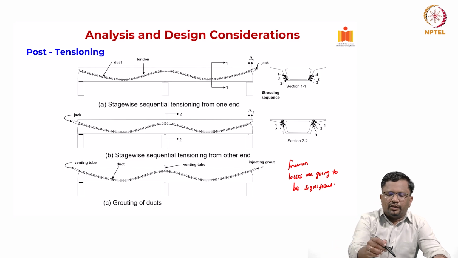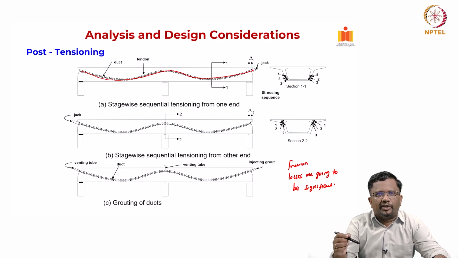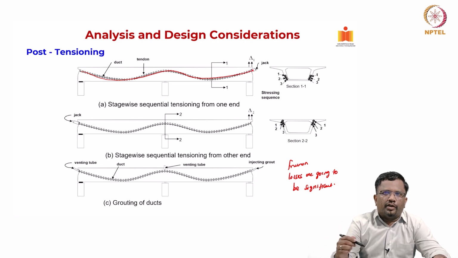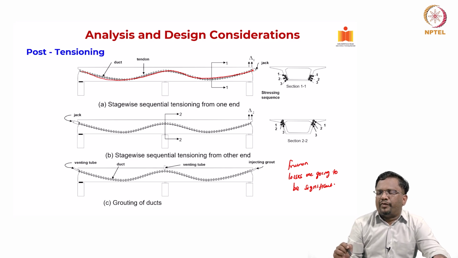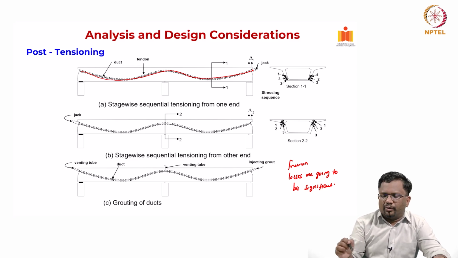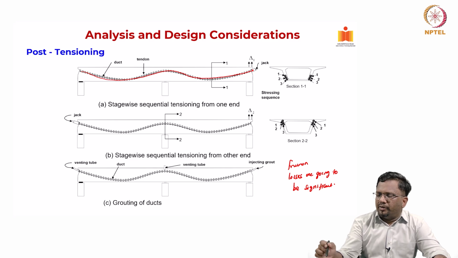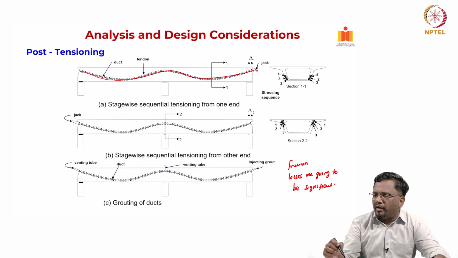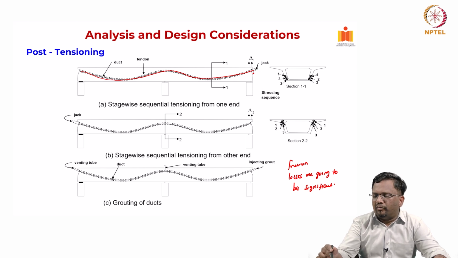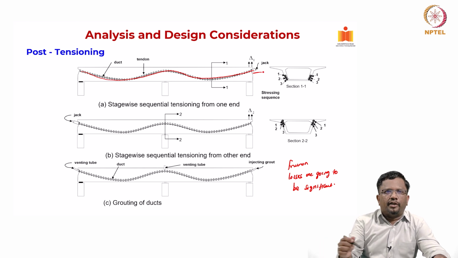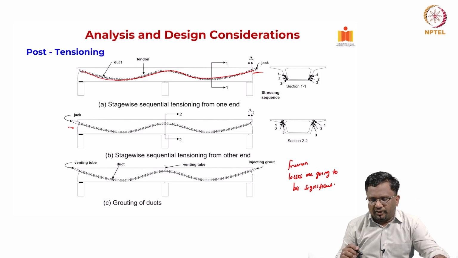So you see here, this is the duct. We run the cable like this, and the cable keeps changing its direction depending upon the moment profile that you are going to get. So to reduce the friction, typically what we do is sequential stressing. For example, you see here, we look at different sections. You put the jack and then you stress these cables, some of them from one side, then the other cables will be stressed from the other side.